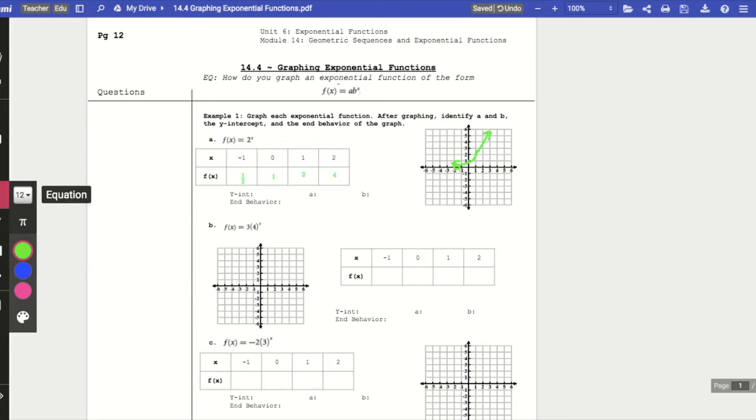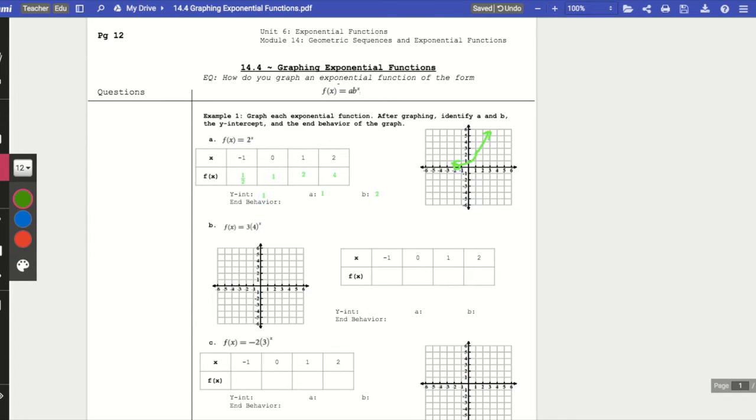Well, the y-intercept is where the line crosses the y-axis, which is right here at 0, 1. So the y-intercept is 1. The a value, I can just actually look at the equation. There's nothing in front of the 2, so the a value is also going to be 1. And then the b value is the base of the exponent, which is 2. So those are all things I can actually derive from the equation. And hopefully we'll see a pattern emerge between the y-intercept and the a value. Finally, I have to describe the end behavior.